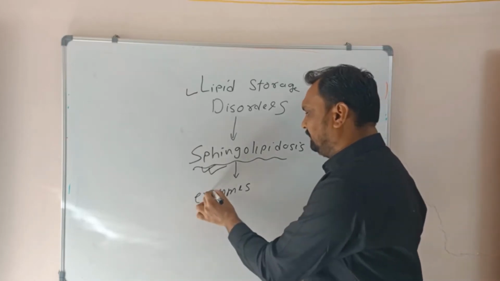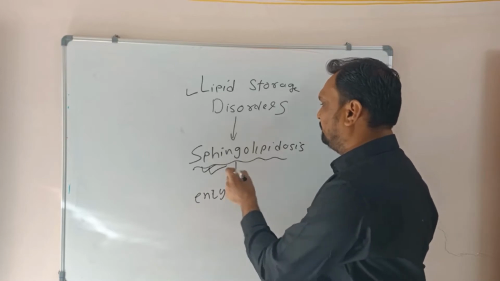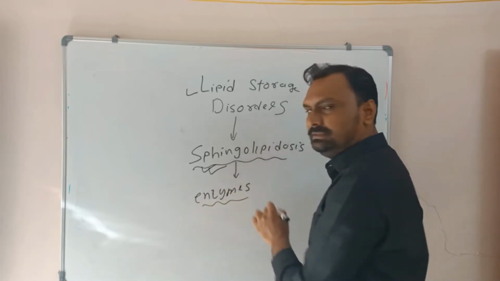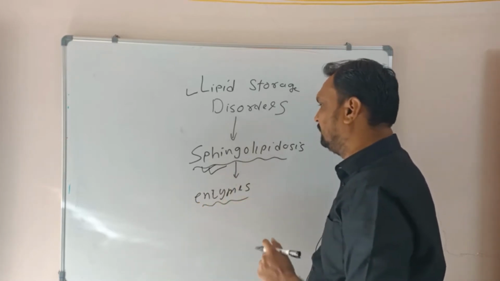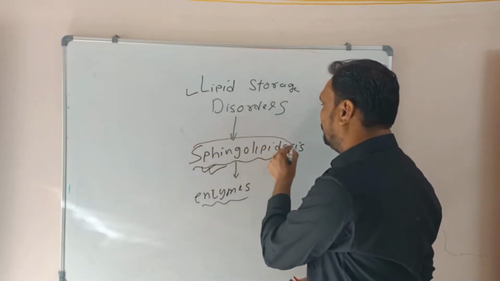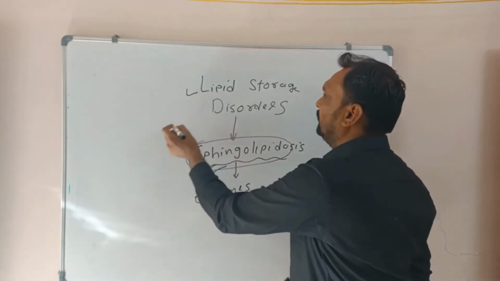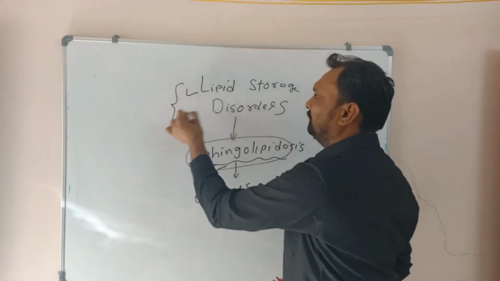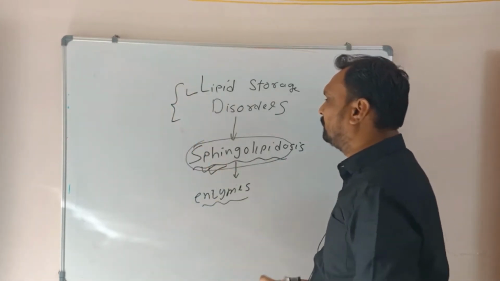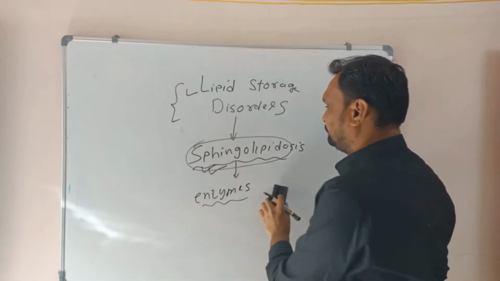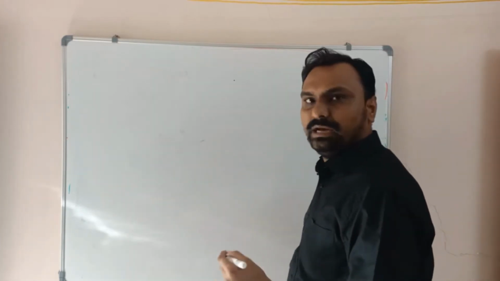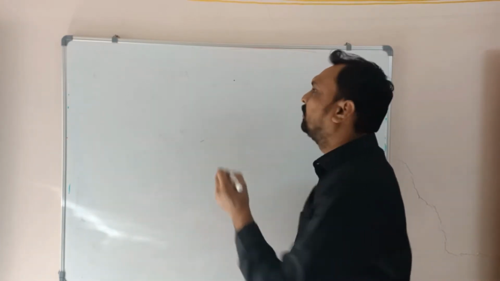The enzymes that degrade these sphingolipids are genetically deficient. So there is accumulation of these sphingolipids inside the lysosome. So they are also called lysosomal storage disorders. They are part of the lysosomal storage disorders. Now I will draw the diagram of the metabolism of sphingolipids.